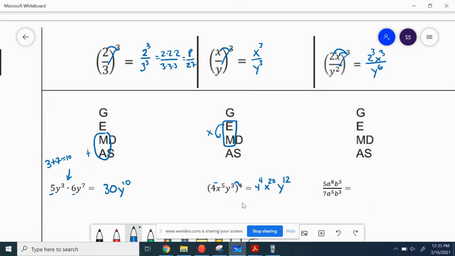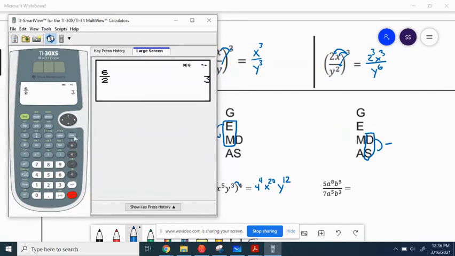And last one here, we have division, right? And division is right above the S. So the rule for division is to subtract. All right. Remember, we can keep the numbers as usual. 5/7, maybe you're not sure. You want to just check that one out. Does that reduce?